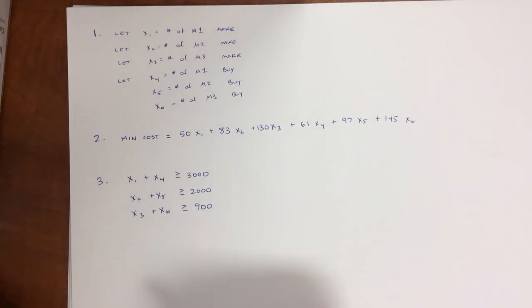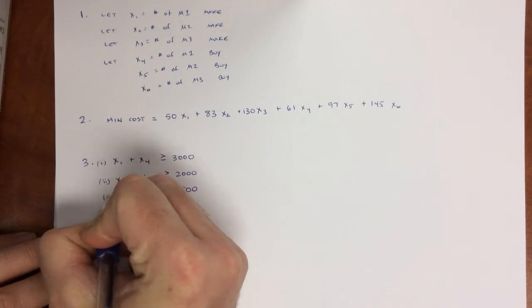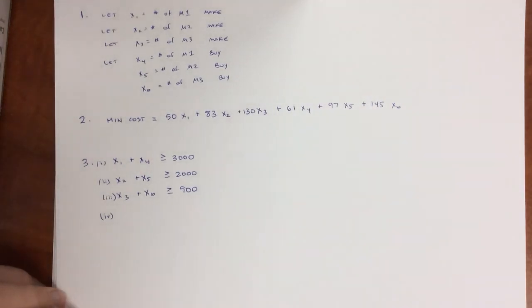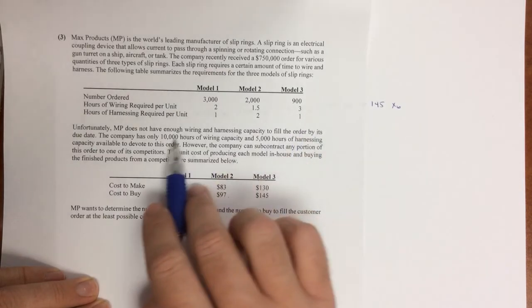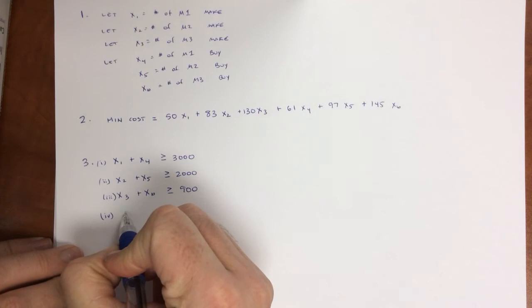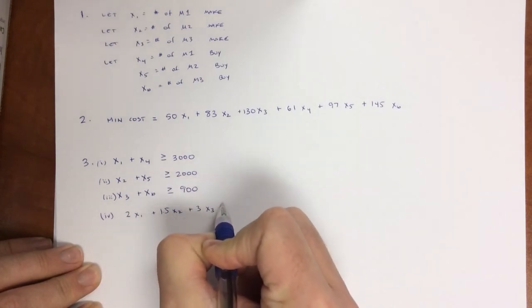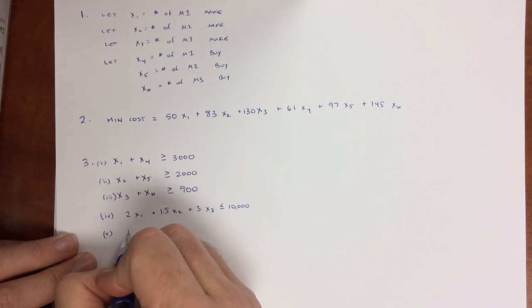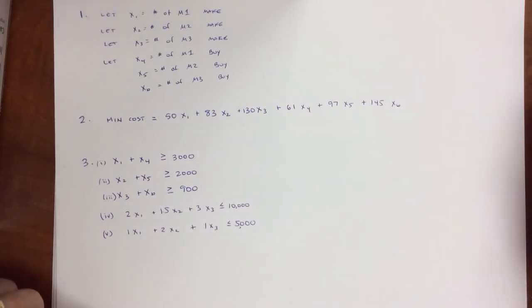Okay, well now what other requirements do we have? Well, what if we make models 1, 2, and 3? What does it require for that? Okay, so to make model 1, this is going back to what we did before, it's going to be 2 times x1 plus 1.5 x2 plus 3 times x3 has to be less than or equal to the amount we have. Okay, so we're going to set this up as 2x1 plus 1.5 x2 plus 3x3 has to be less than or equal to 10,000, the number of hours we have available. Our fifth constraint is that 1x1 plus 2x2 plus 1x3 is less than or equal to 5,000. All right, the harnessing requirement. And that's all we got.